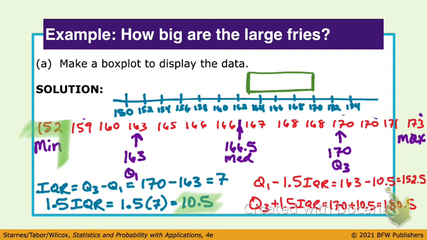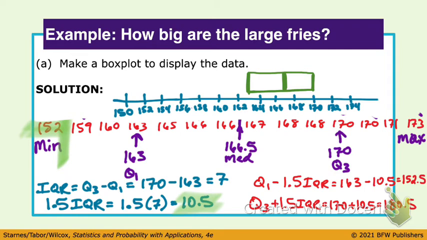Now I'm going to mark where my median is. My median's in the middle of this box, so that would be 166.5. Now, just FYI, the median is not always going to cut the box in half. The median can be a little bit to one side or the other. Because, again, remember, these are 25% sections, so my median might be a little bit shifted. It doesn't have to be exactly symmetric.